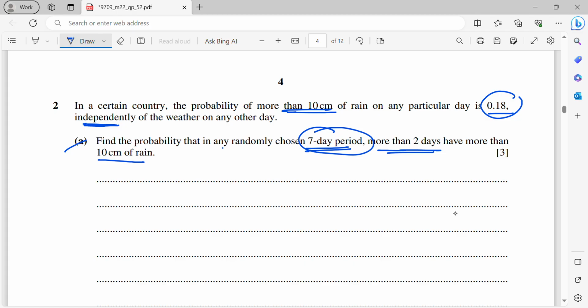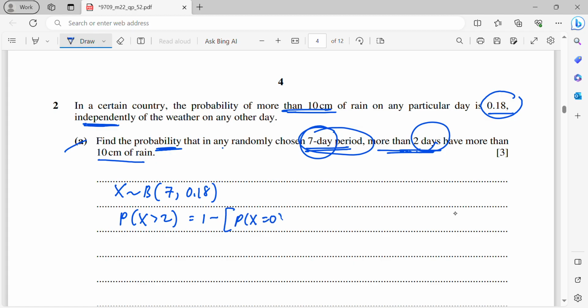And they are independent. So I will write X is binomially distributed with n is 7 because we consider 7 days, and the probability of more than 10 centimeters of rain is 0.18. So X is how many days with more than 10 centimeters of rain. Now you need to find the probability of more than 2 days, so P(X more than 2). That means 3, 4, 5, 6, 7. So I will just use 1 minus all the previous: 1 minus P(X equals 0, 1, and 2).